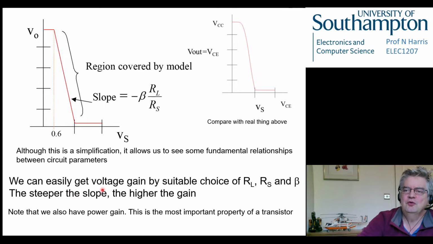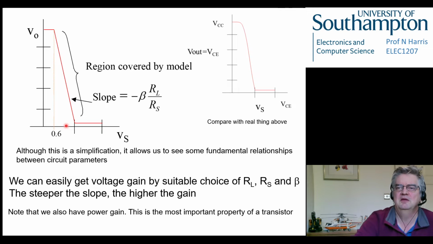So we can easily get voltage gain by a suitable choice of RL, RS and beta, because that controls the slope, and the slope controls the gain. Because if you think about a signal coming in here, and we'll look at this in a bit more detail later, a small signal coming in at this point here, wobbling over a small region, varying between, in this case, should we say 0.8 and 0.9.